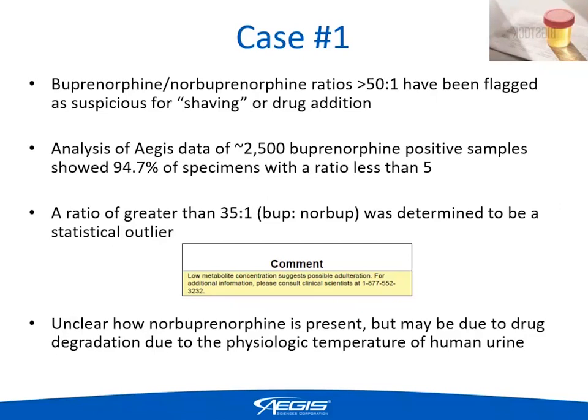Now, as far as the small amount of norbuprenorphine that was present in that particular sample, we're not exactly sure why that occurs. There is time from when the sample is collected until it is received in the lab. So the thought could be that there could be some drug degradation that occurs. I mean, it's 18 nanograms per milliliter, so a very small amount. A small amount of drug degradation has occurred due to the physiologic temperature of human urine and the time that it's had in the sample before it was tested.